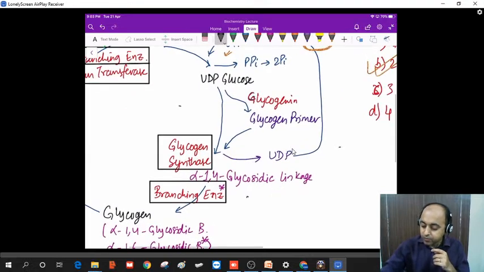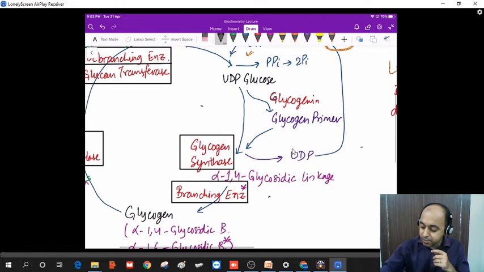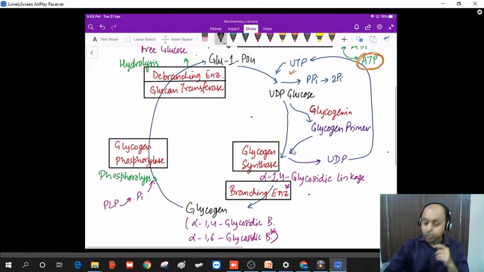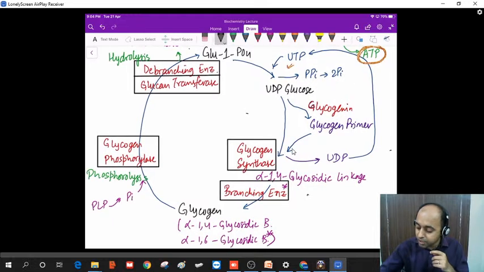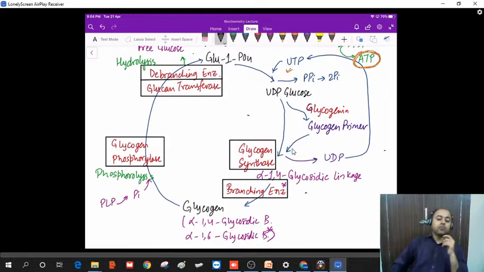Now I'll tell you a very important aspect, which is the hormonal regulation of glycogen metabolism. I'll tell you the glucan transferase and debranching with an exam. I'll show you the diagram. Don't worry. Let me just tell you the hormonal regulation, and then I'll show you the diagram for the branching, debranching, glucan transferase. All of them. Don't worry.